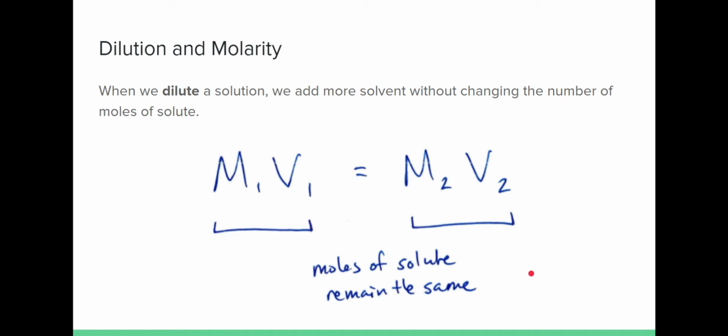You can also look at this as an inversely proportional relationship. As the volume of the diluted solution gets bigger, the molarity heads in the opposite direction and gets smaller in quantity. So these two quantities are inversely proportional when it comes to the dilution of a mixture.